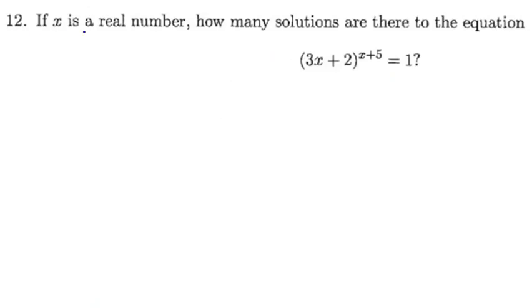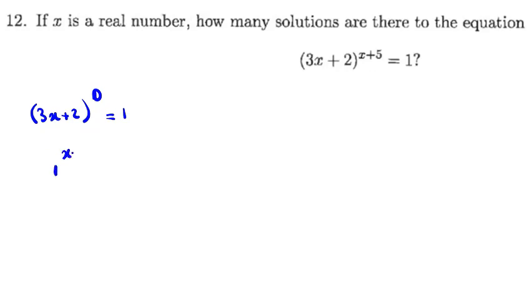Problem number 12. If x is a real number, how many solutions are there to the equation (3x+2) to the power of (x+5) equal to 1? So what are the cases? Maybe the power is 0. (3x+2) to the power of 0, and the base shouldn't be 0. It can be 1. We should check this case.